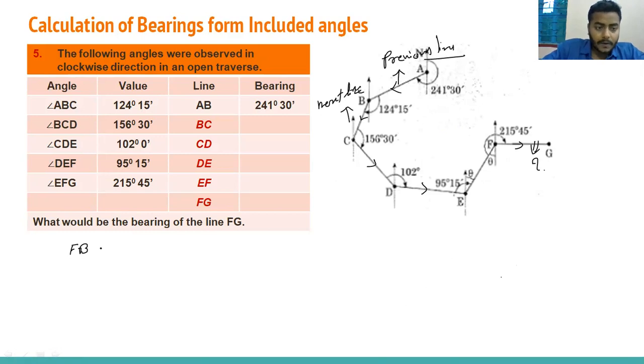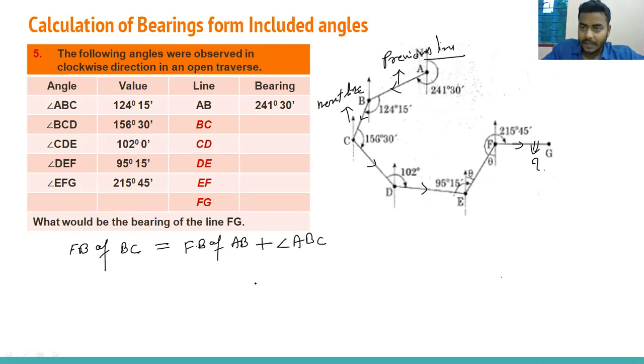Okay, so the forebearing of the next line, that is BC, is equal to the forebearing of the previous line, that is AB, plus the included angle. Included angle means angle ABC. Once we see what expression comes, then we will apply the reduction criteria, like we will deduct 180 degrees, or we will add, whatever.